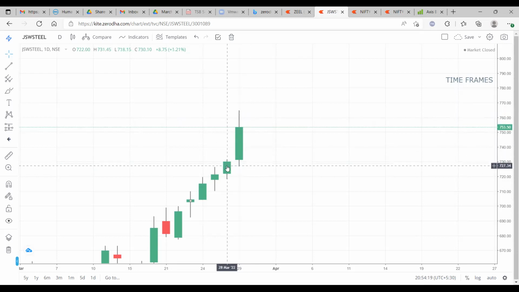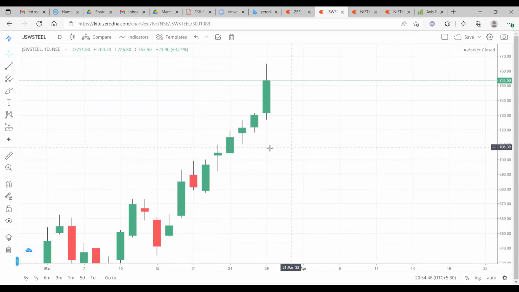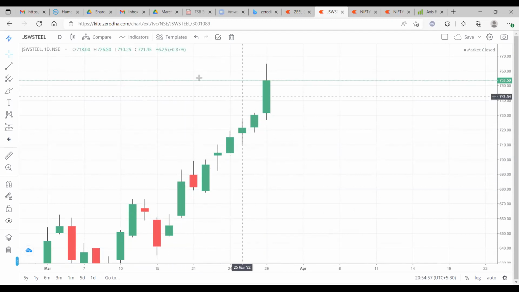Now, yesterday, 28th March, this is the representation of yesterday's candle, yesterday's price movement. So yesterday, 717 to 731. 13 or 14 rupees is the total variation. And 25th March, 710 to 726, 16 rupees. Each day's variation is represented because I have chosen the time frame of 1 day. Every candle is a 1 day candle.